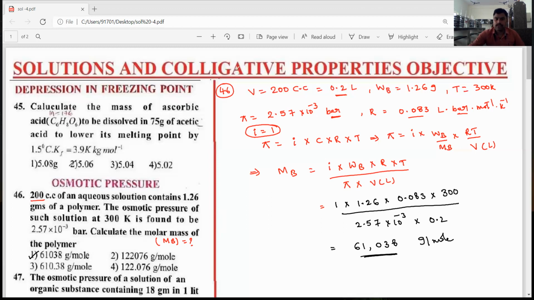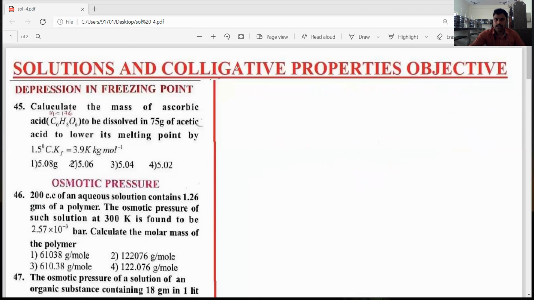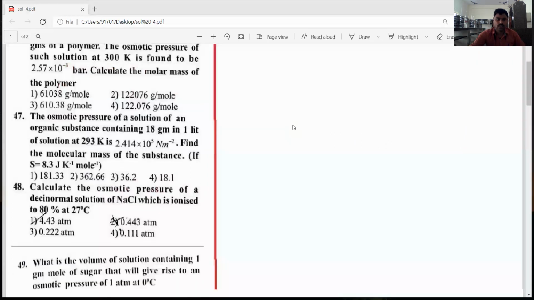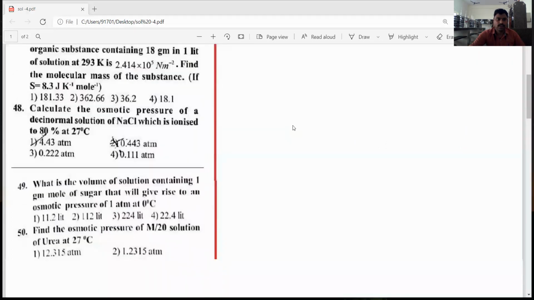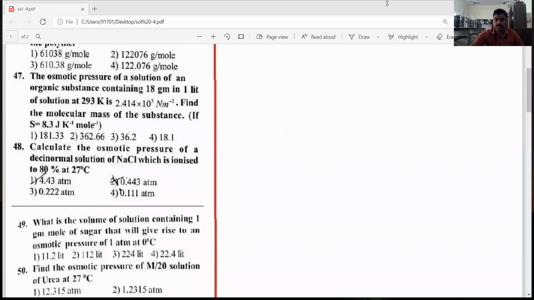Okay, let's go for the 47th question, dear students. What is the given 47th question? The 47th question is also related to osmotic pressure only. In the 47th question, the osmotic pressure of the solution of an organic substance. Organic substance means it cannot ionize and cannot dissociate, so the Van 't Hoff factor i value is 1 at 273 kelvins.